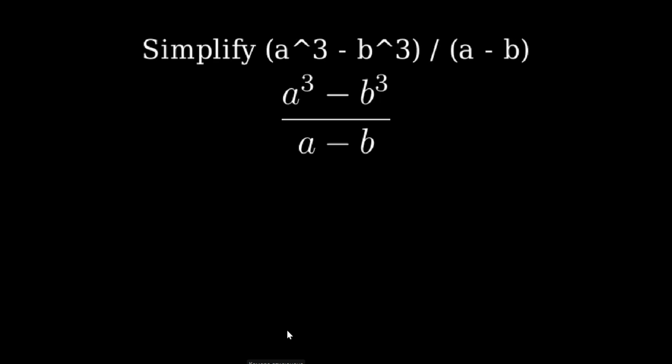First, recall the difference of cubes identity. a cubed minus b cubed equals (a minus b) times (a squared plus ab plus b squared). This factorization is the key to simplifying our fraction.